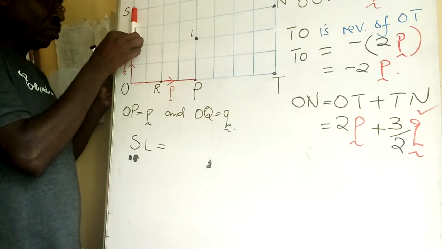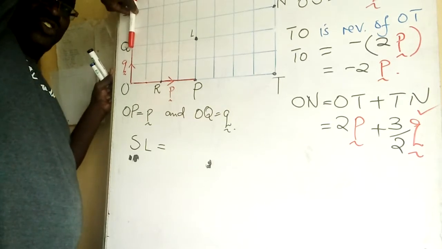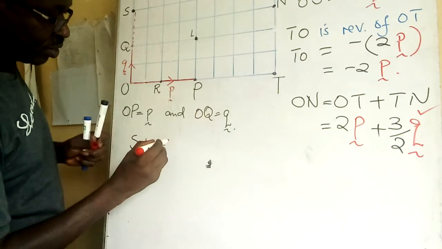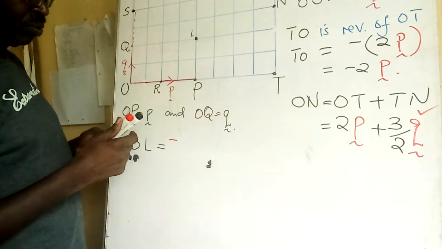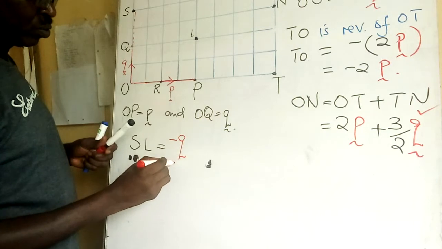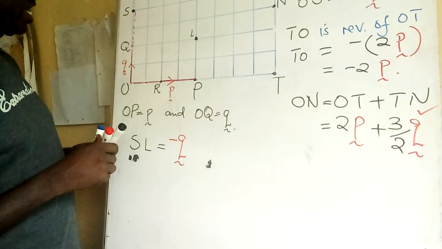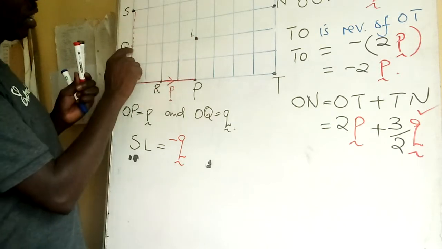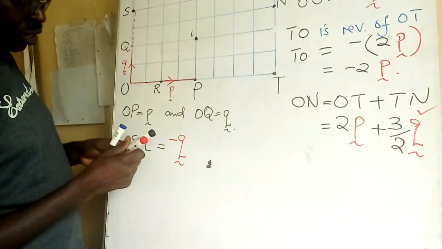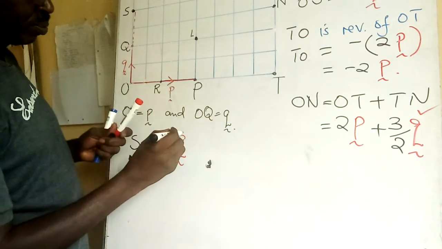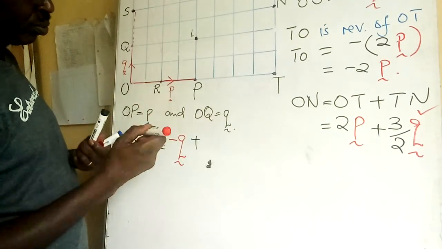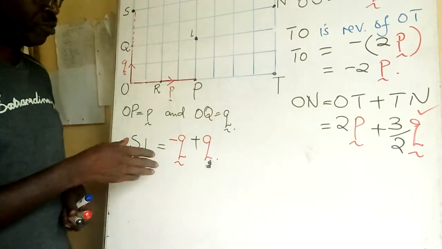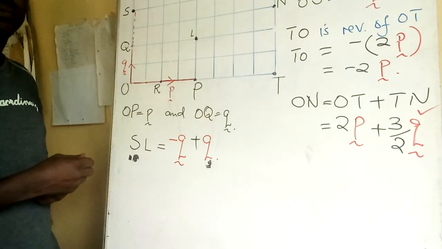What am I asked now? Reverse. So I will say reverse of Q. SL is reverse here, and then now I move up to here, which is plus Q. That would be perfect.